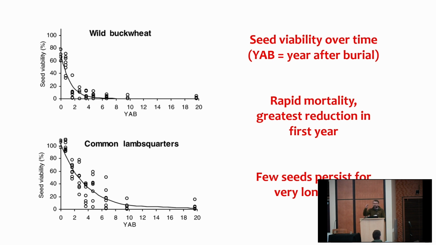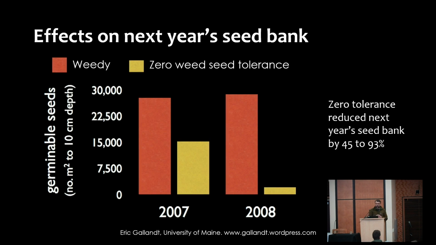The majority here are being lost, and the viability is being lost very early on. So keep this in mind. Eric Gallant up in Maine did some research testing this approach where he had a weedy plot, and I believe this was on farm, and then he implemented a policy of zero tolerance for weed seed additions. He did this 2 years in a row, so 2007 and 2008.